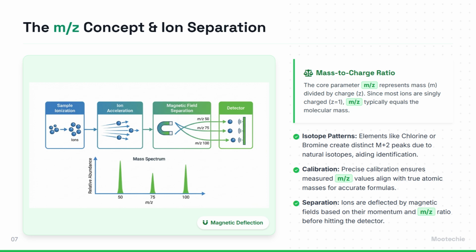Precise calibration is crucial. It ensures that the measured M to Z values align with true atomic masses for accurate formula assignment. And the principle of separation is that ions are deflected by magnetic fields based on their momentum and M to Z value before they hit the detector.